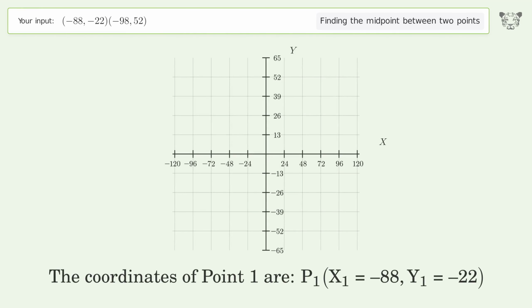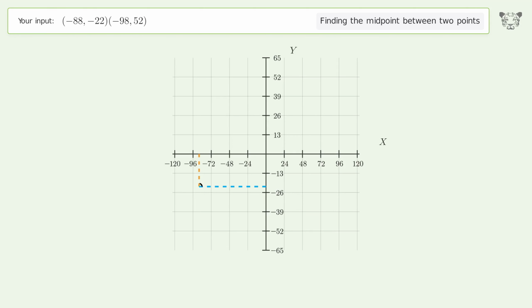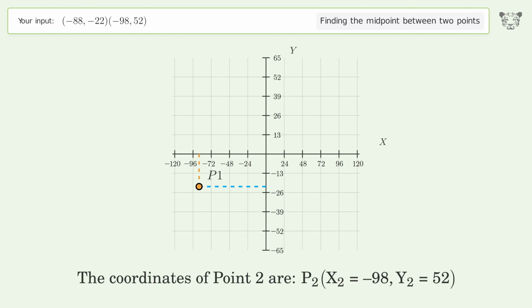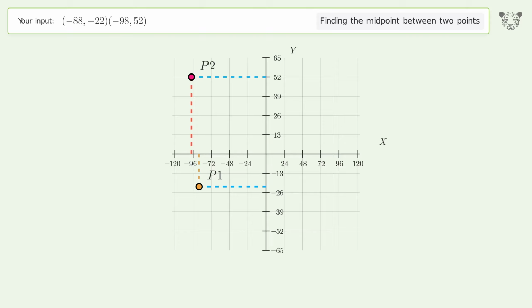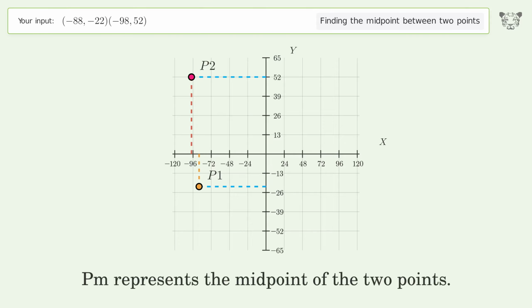The coordinates of point 1 are x1 equals -88, y1 equals -22. The coordinates of point 2 are x2 equals -98, y2 equals 52. PM represents the midpoint of the 2 points.